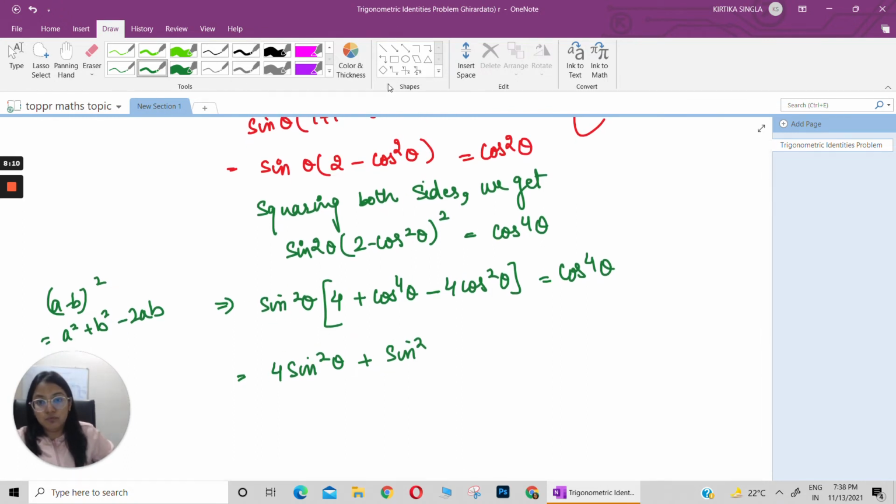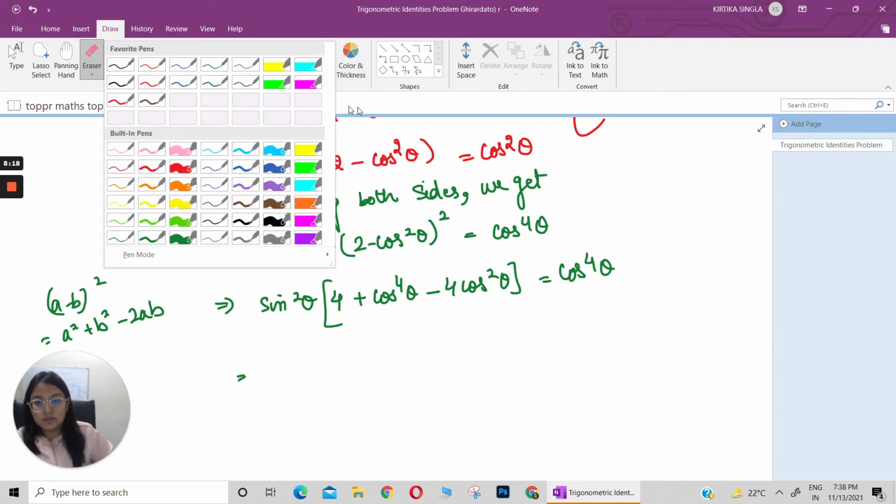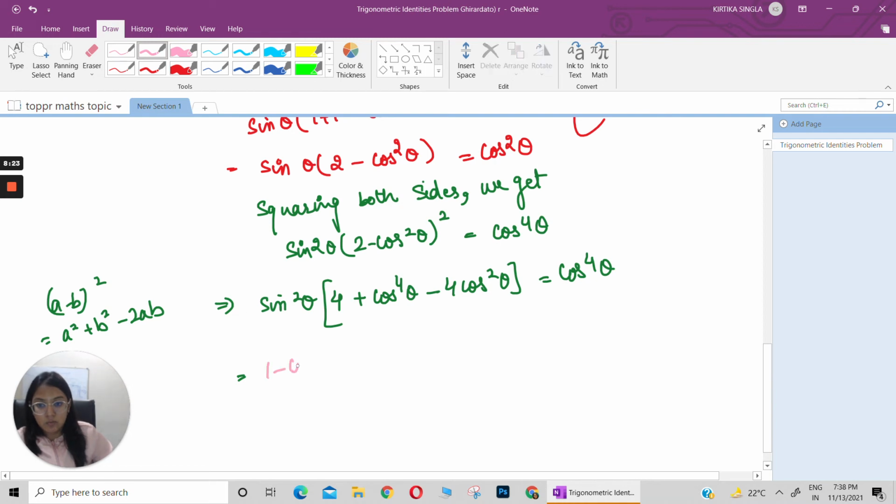So sorry, we need to convert it now. We need to convert sin²θ to cos²θ. That's why we did the square. So let's write it: sin²θ is 1 − cos²θ, and (4 + cos⁴θ − 4cos²θ) = cos⁴θ.